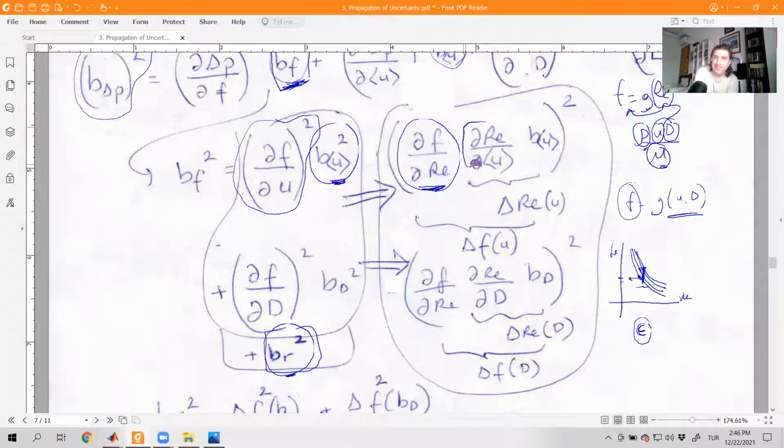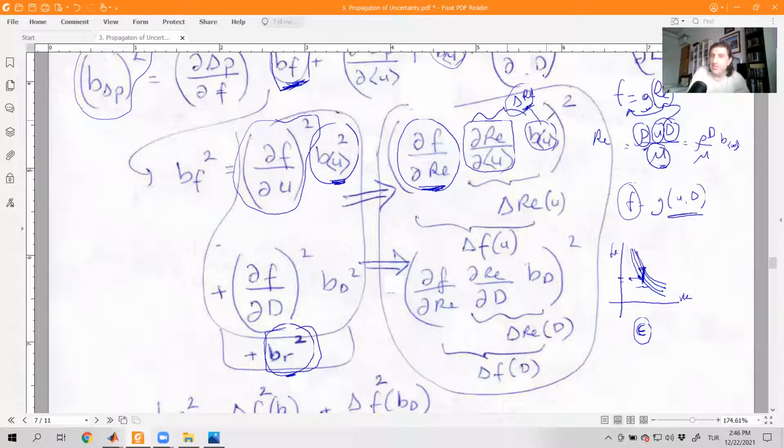And this part simply says how Reynolds number changes with respect to velocity. Therefore, it is very easy. This is Reynolds number, so if you take the derivative with respect to U, it's going to be equal to density times D over viscosity, times the uncertainty in U. Now, I would like you to understand the meaning of that. This is basically delta Reynolds number, a change, perturbation or uncertainty in Reynolds number. So the uncertainty in velocity is transmitted to uncertainty in Reynolds number.